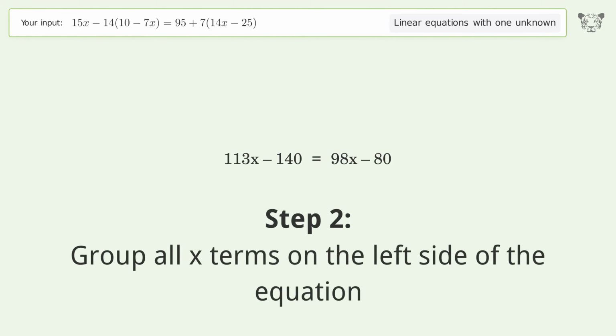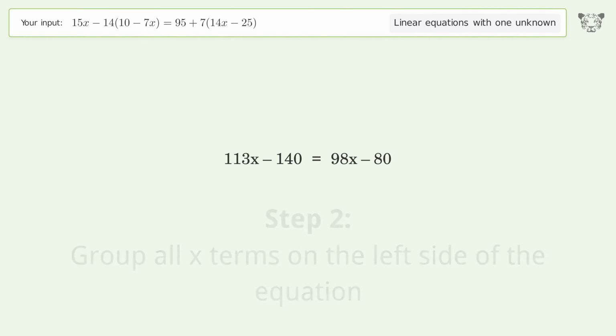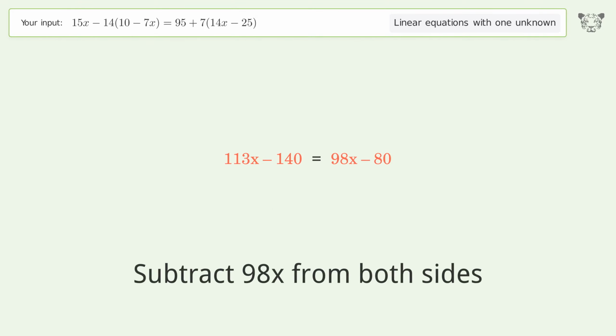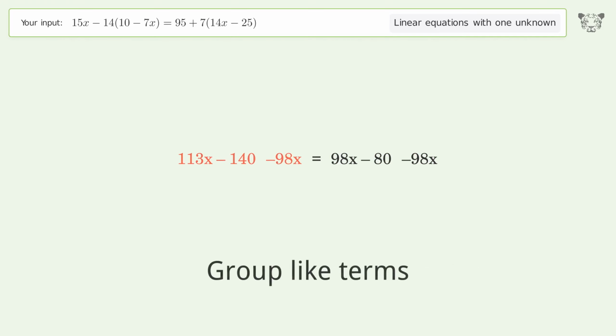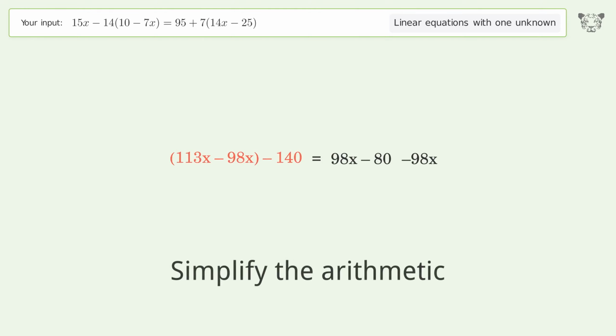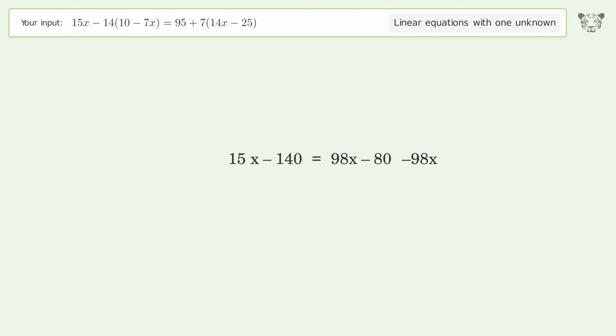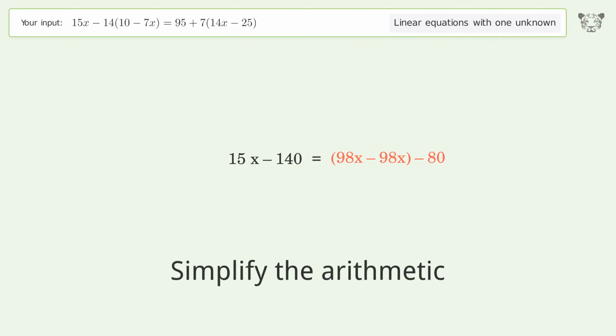Group all x terms on the left side of the equation. Subtract 98x from both sides. Group like terms. Simplify the arithmetic. Group like terms. Simplify the arithmetic.